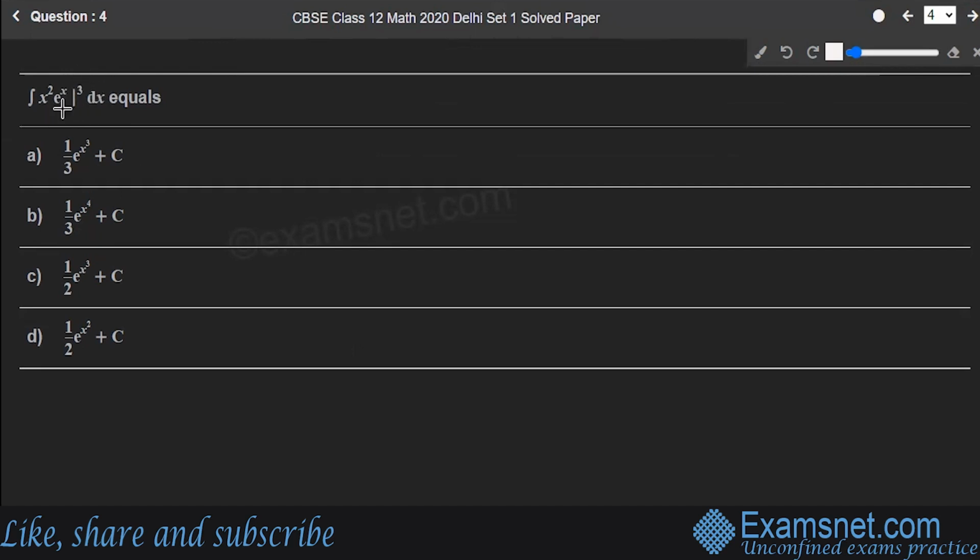This sum needs some correction. This sum is, let's say this is equal to I, integral of x square e raised to power x raised to power cube. Okay. So this is the actual question, right? Now let's solve it. I'll put x cube is equal to t. So derivative will give me 3x squared dx is equal to dt.